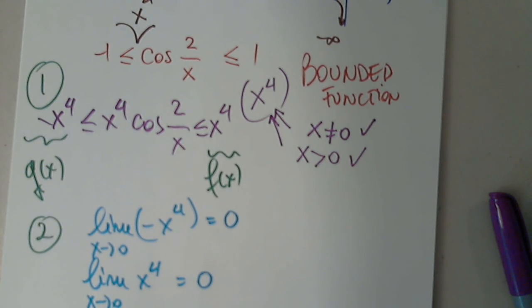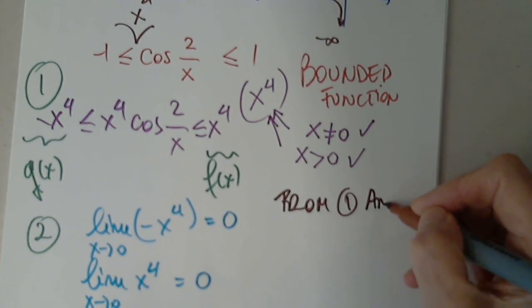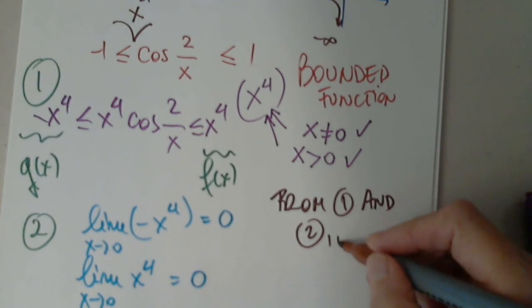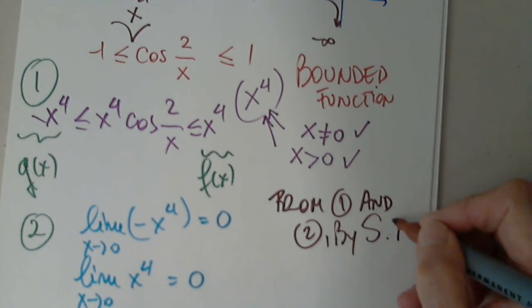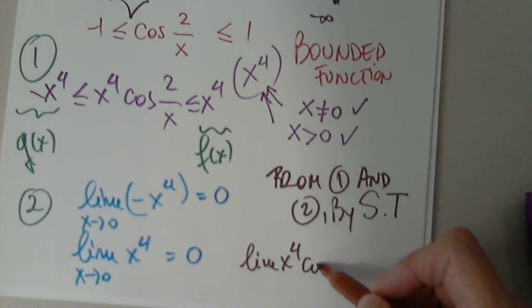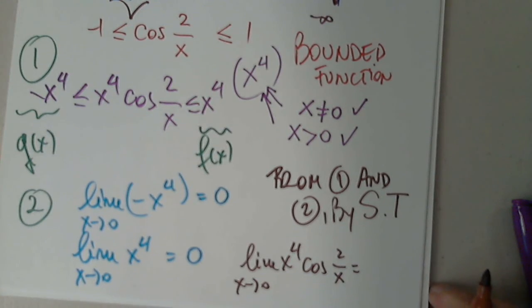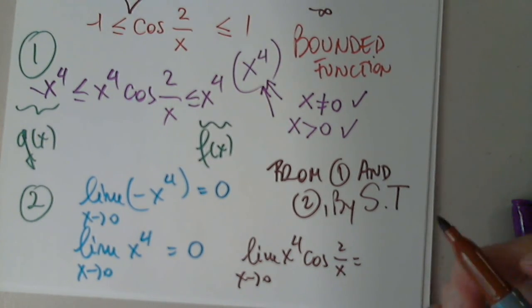So then, from 1 and 2, by the squeeze theorem, what do I conclude about the limit of x to the fourth cosine 2 over x as x approaches 0? Definitely guaranteed. The answer is 0.